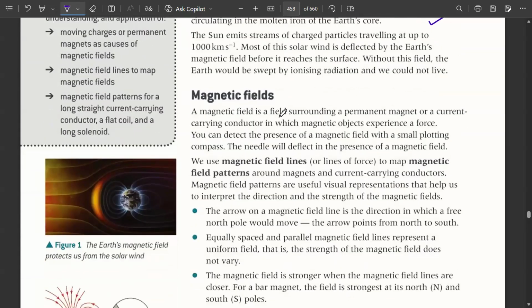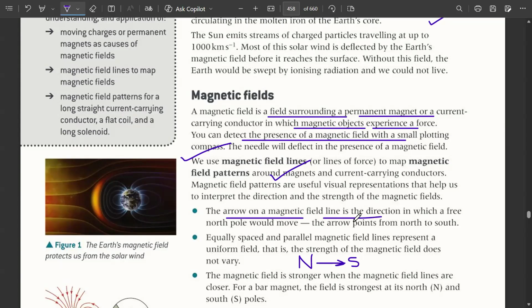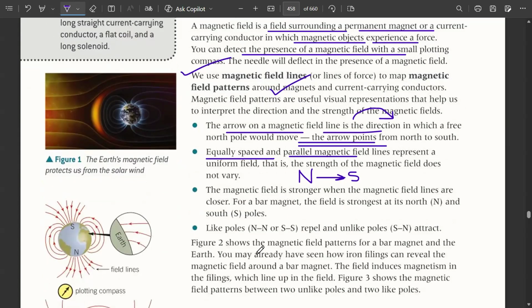So it's basically a field that surrounds a permanent magnet or a current carrying conductor in which magnetic objects experience a force, and you can also detect the presence of the magnetic field by using plotting compasses, and then you can plot those magnetic field lines. And remember, the magnetic field lines always start from north and they end at which pole? South pole. Clear? Yeah. So the arrow on the magnetic field line is the direction which a free north pole could move, and it always points from north to south, and they are all equally spaced as well. They are all parallel as well. And remember, they are never going to cut each other. They are never going to cross or overlap each other as well.